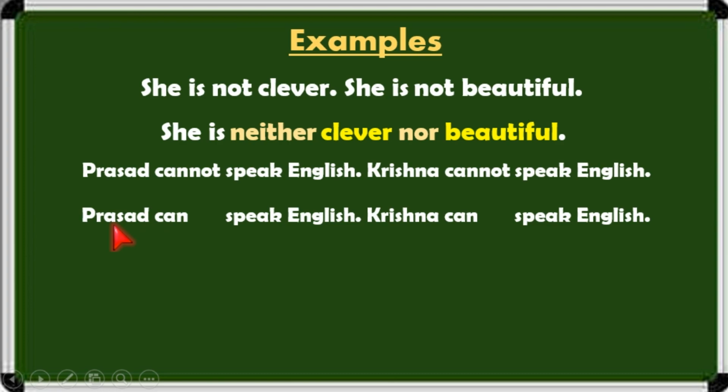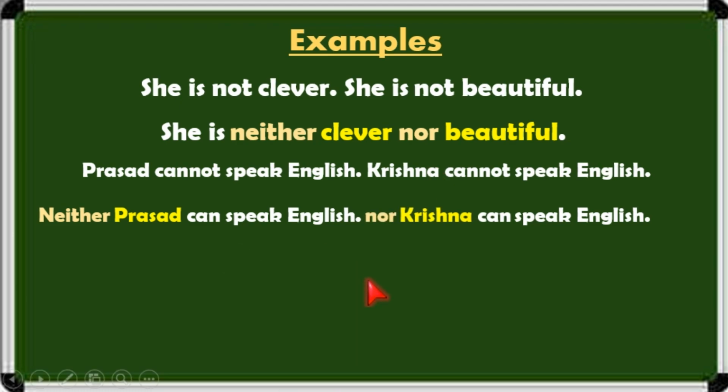Here it is: Prasad can speak English, Krishna can speak English. So the different words are Prasad and Krishna, and all the other words are repeated. They are the subjects. So the next step, write neither just before the first identified word, the person Prasad. So write neither just before Prasad. Here the N of neither should be a capital letter. Then write the related word nor just before the second word, Krishna.